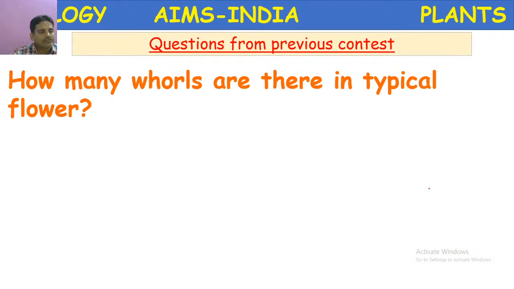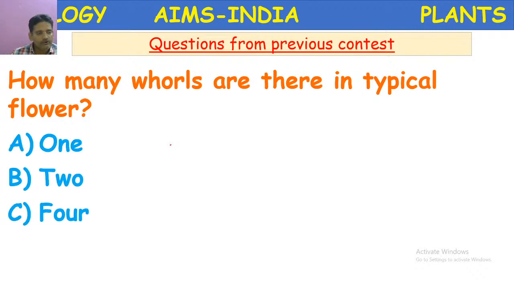Let us proceed to the next question. How many whorls are there in a typical flower? 1, 2, 4, 3. How many whorls are there in a typical flower? What are they? Okay. C. Some of you are saying C.